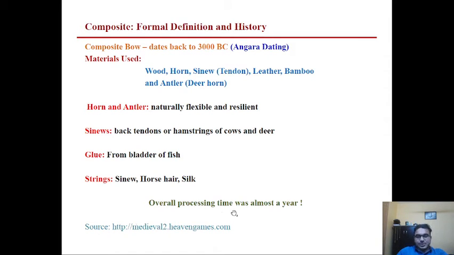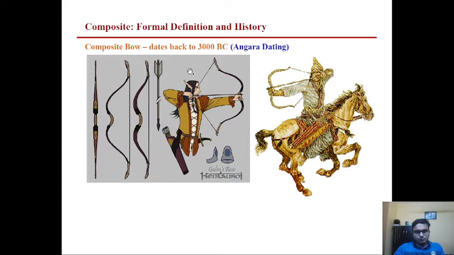The overall processing time at that phase was almost a year. It took almost a year to prepare a composite bow like this. Here are some indications of how these composite bows were used in 3000 BC, that is, Angara datings.